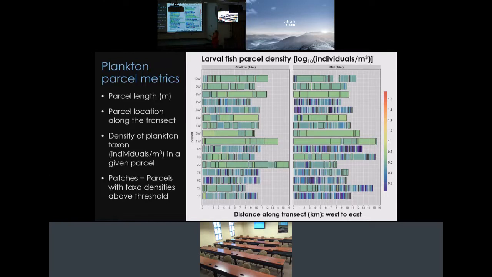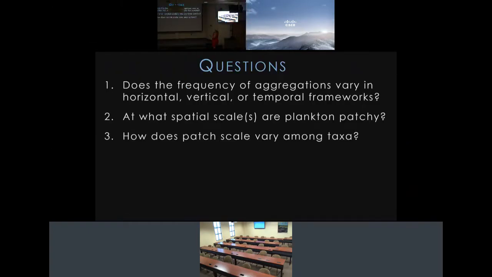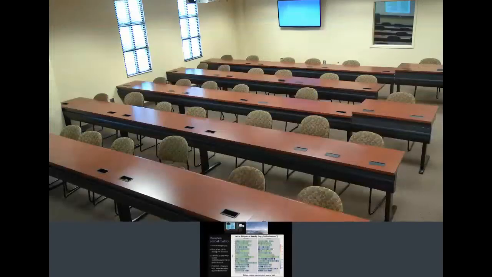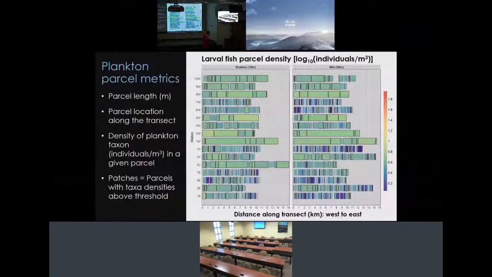And so if we look at the same area in two different years, we can see differences between the two different years. For example, shallows on the left and mid is on the right. So now we can start making comparisons and we get metrics about how long the patches are, how many animals are in them, things like that, which is really, really nice and can help us get at this question.